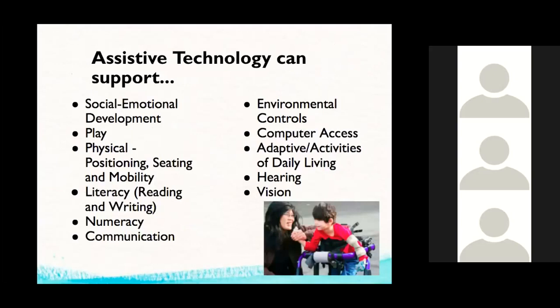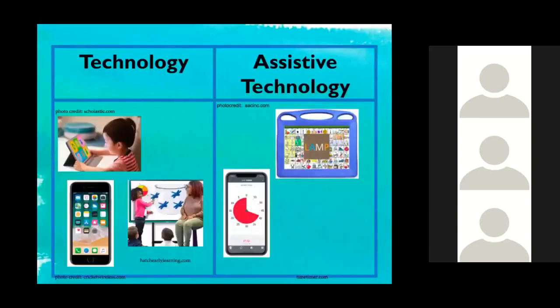Okay, and this little slide here really just says that AT can support anything and everything that a child is doing. So there's no area of development or skill area that there's not a piece of assistive technology out there. So some people do get a little bit confused between what's technology and what is assistive technology. And particularly now, as we are using a lot of technology in the virtual world for virtual instruction and communication, some families and teachers will say, I need a piece of assistive technology for my student and I need an iPad.